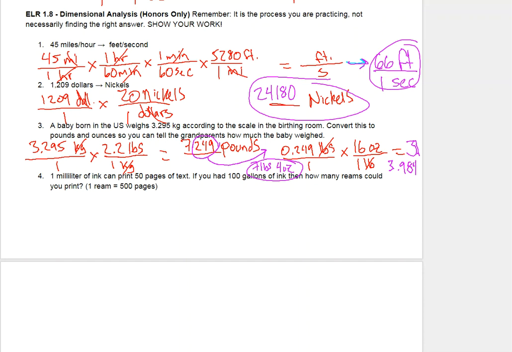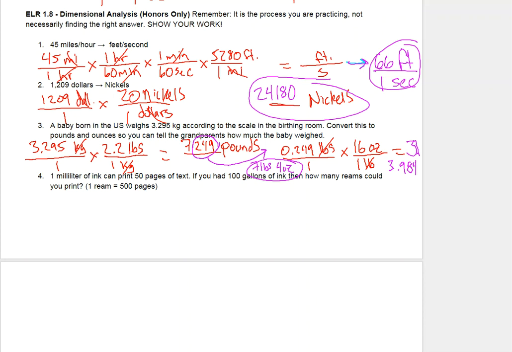The last one. If I have 1 milliliter of ink and it can print 50 pages of text, and I have 100 gallons of ink, how many reams of paper? So a ream is 500 pages. It's a fair amount of pages. Turns out that, by the way, ink is the most expensive liquid on the planet. So a whole gallon of it is a fair amount of cost. How many reams of paper could we print? I'm expecting that it's going to be a really lot.